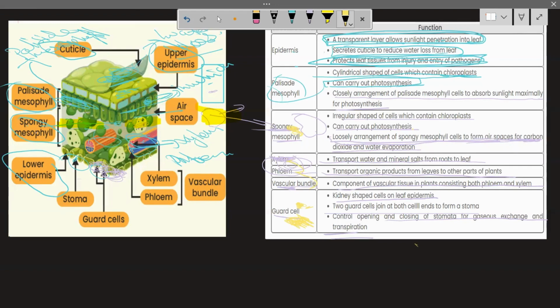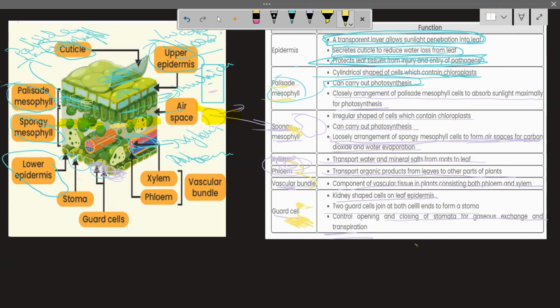And what is there in those air spaces? Carbon dioxide and water evaporation is there in the air spaces. And what is a palisade mesophyll cell? They are cylindrical and carry out photosynthesis, and their close arrangement helps them gain maximum sunlight and do maximum photosynthesis.